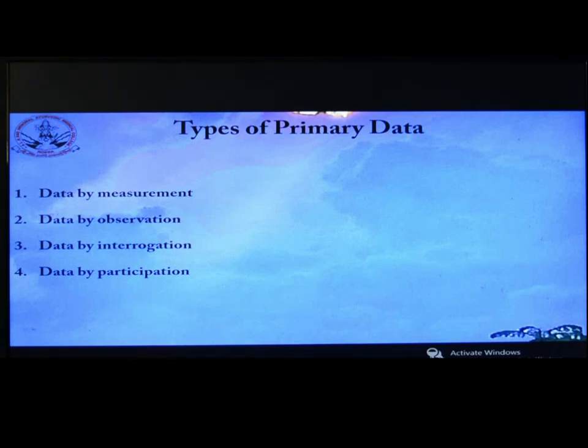Then data by participation. These are data gained by experiencing or doing things, like experiencing learning, handling critical cases, etc. When you are visiting your hospital and you are learning from your seniors or well-established doctors, these come under this category exactly.